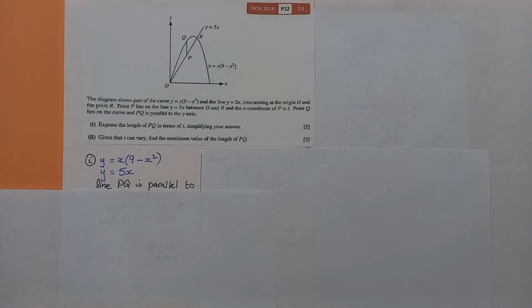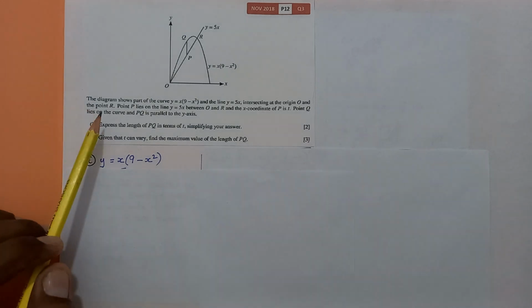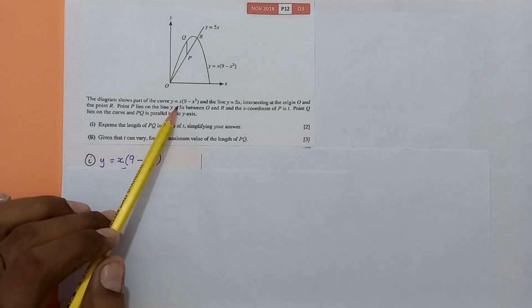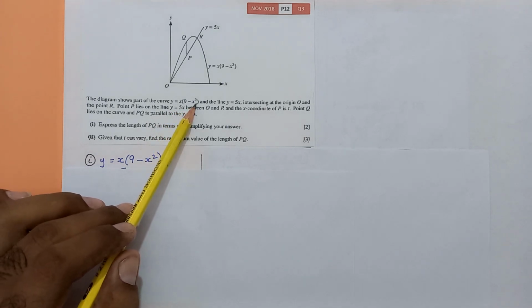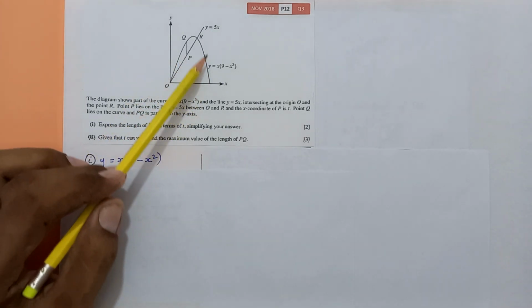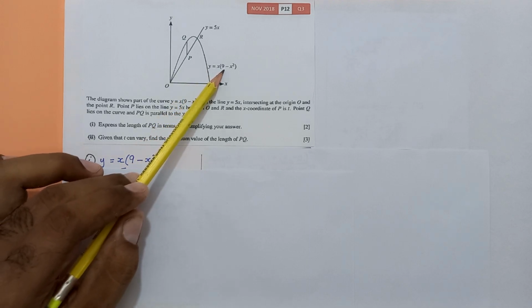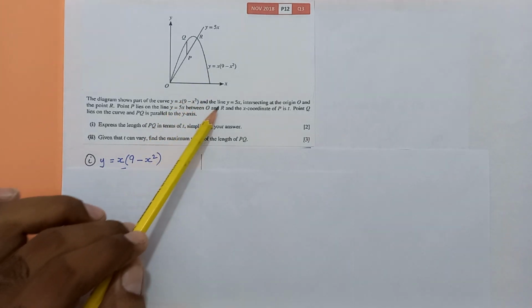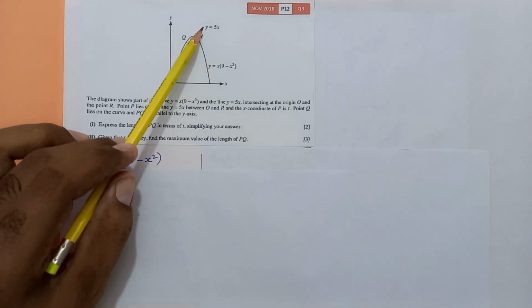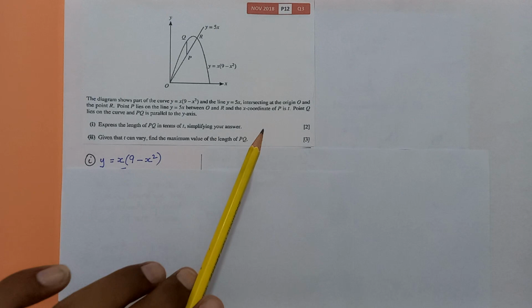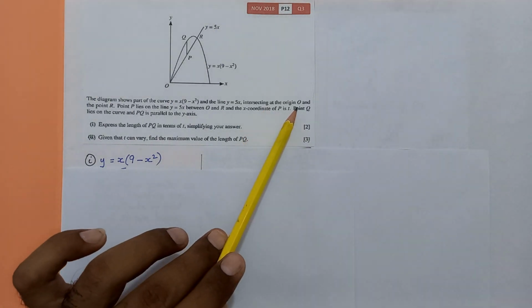Hello everyone. We have a question where it says that the diagram shows part of the curve y equals x(9 minus x squared), and we can also see in the diagram a curve which is the equation of the curve mentioned in the question, and the line y equals 5x, and we have a line y equals 5x intersecting at the origin.